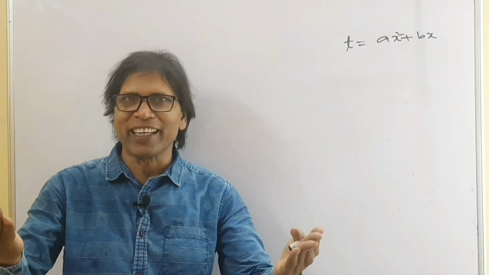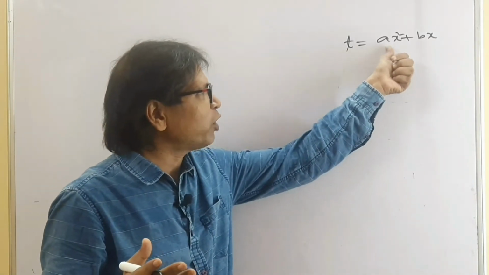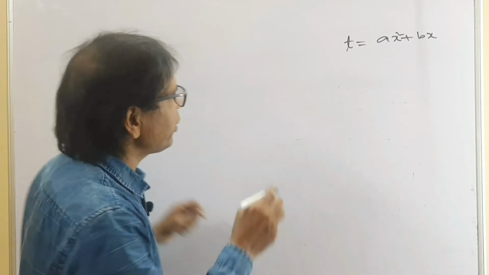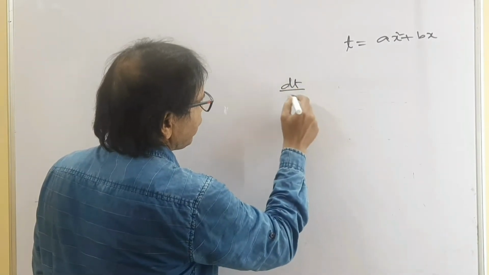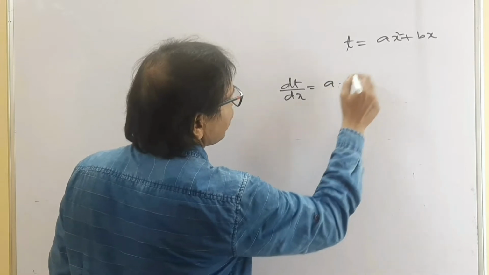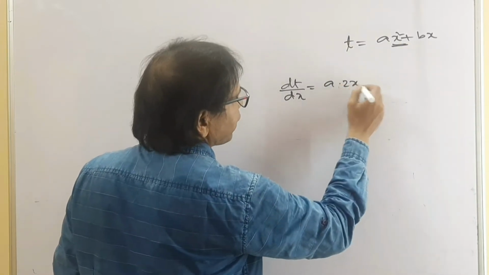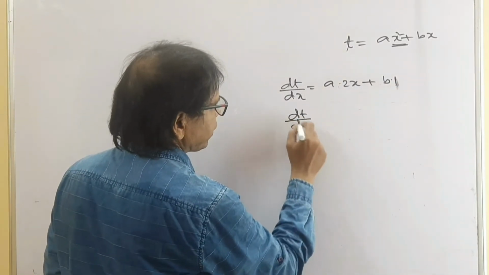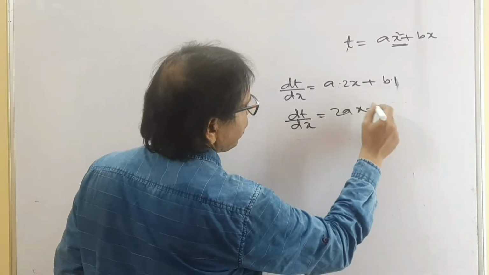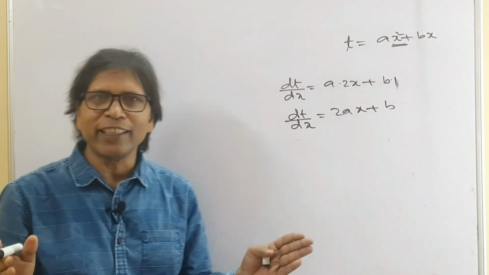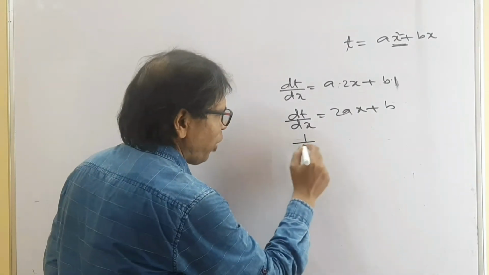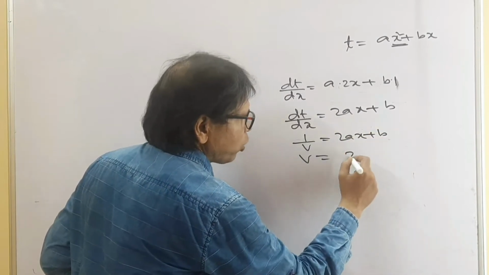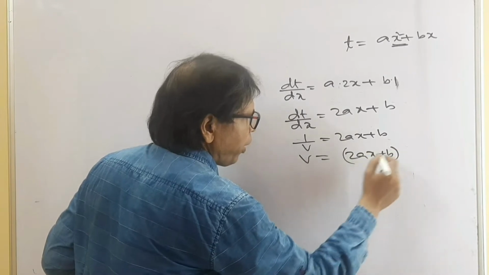Okay, now a numerical. Time t equal to ax square plus bx, where x is the displacement, find acceleration. Now look at this, first of all dt by dx. Here this is a into the differentiation of x square, which is twice x, and differentiation of x is 1. So dt by dx equal to 2ax plus b. Now dt by dx equals 1 by v. So 1 by v equal to 2ax plus b. So v equal to 2ax plus b to the power minus 1.